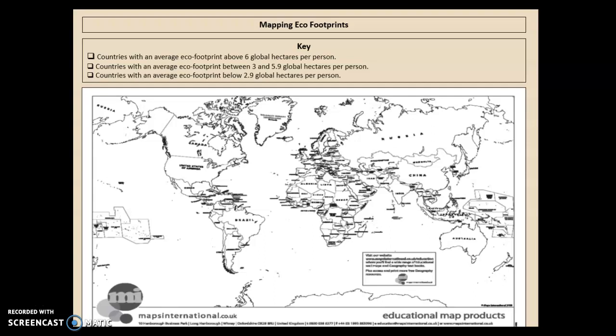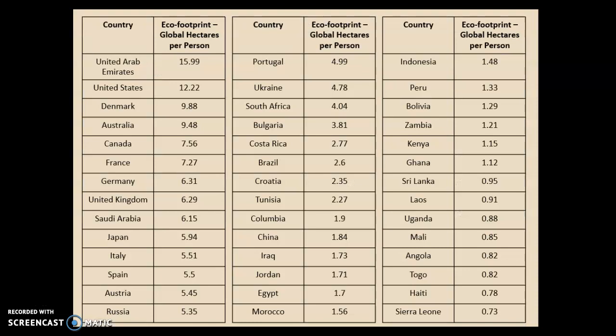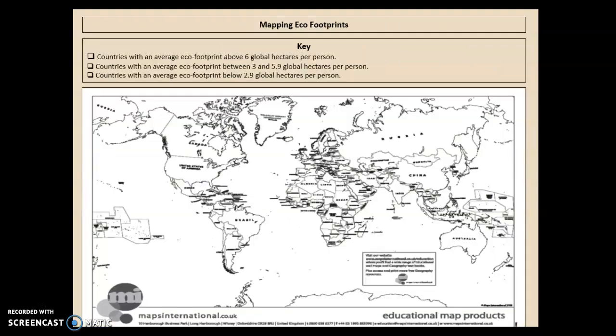So countries with an average eco-footprint of above 6 global hectares, countries with a global footprint of between 3 to 5.9, and countries with an eco-footprint below 2.9 global hectares per person. So there's a map there, or you can just Google blank world map PDF and print one off for yourself. And then the data for the global eco-footprint in global hectares is on the next slide. So you need to use this data to shade in your map using the key above.